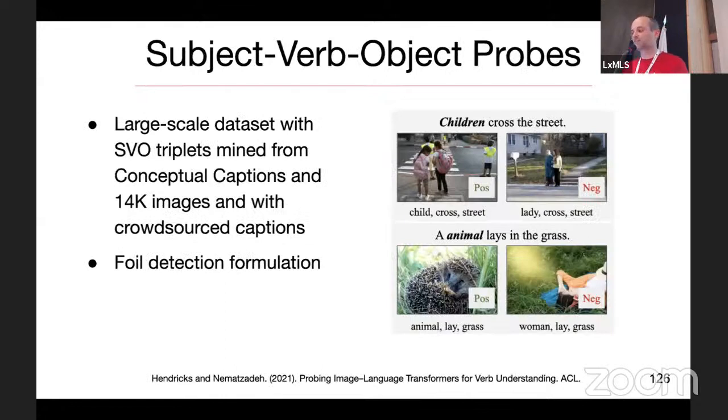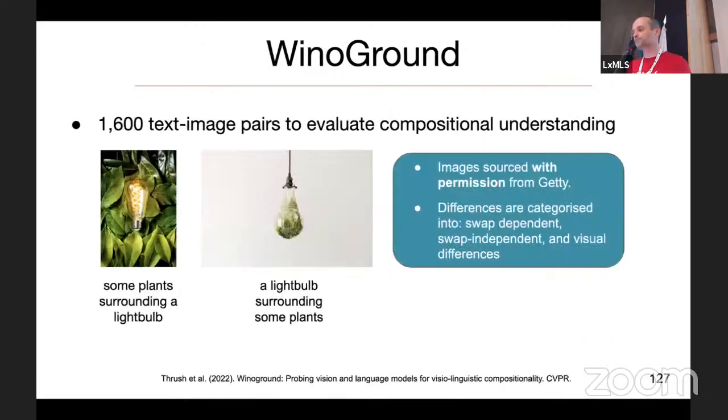You can also ask models things like how well do they understand the relationships between subjects, verbs, and objects. This piece of work from DeepMind created a data set where SVO triples were mined from conceptual captions, and then they crowdsourced images and captions that would fall into these types of templates. So you can do this with foil-based detection formulations to see what types of strengths or weaknesses your model might have. And none of these things have to do with whether it gets a higher VQA score. This is a much more kind of lower level understanding.